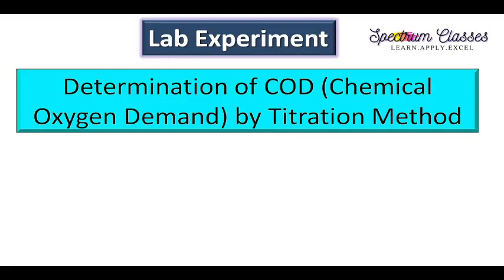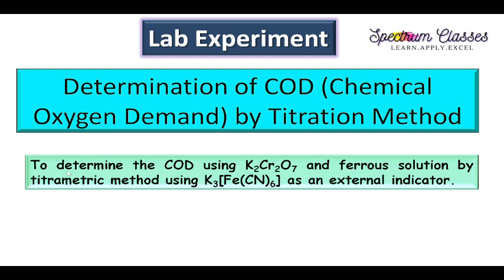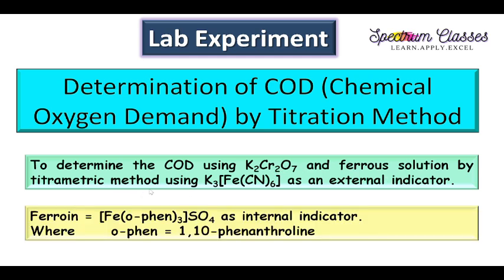In this video, we are going to determine the chemical oxygen demand of a given sample by titrimetric method. This can also be elaborated in this form: to determine the COD, that is chemical oxygen demand, using K2Cr2O7 potassium dichromate and FAS solution by titrimetric method. We have two different types of indicators for this.